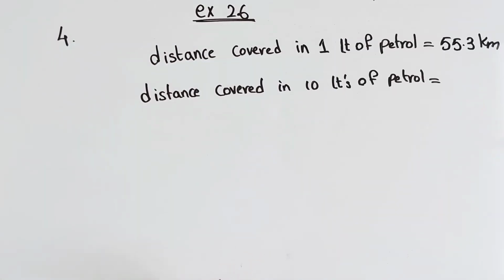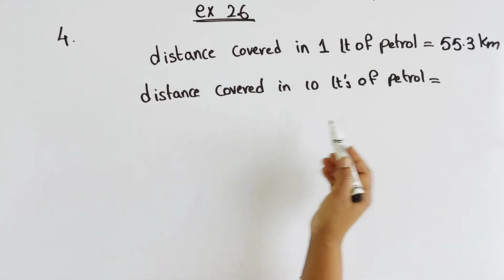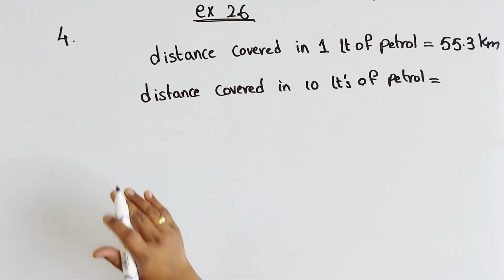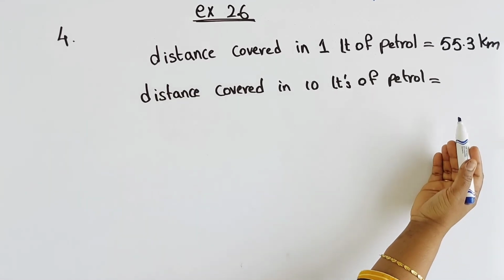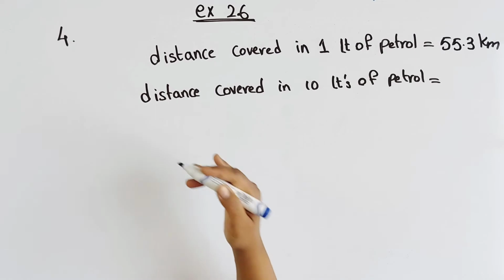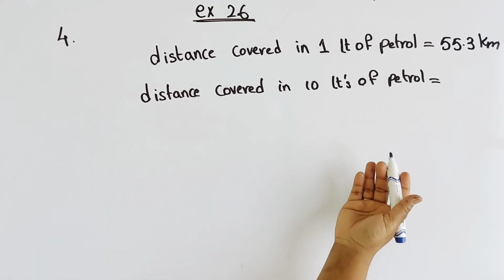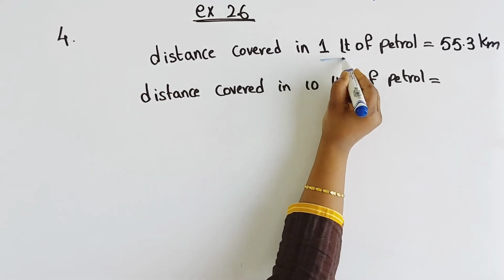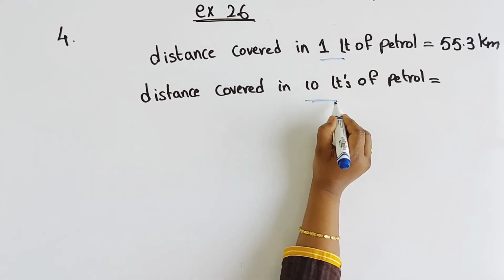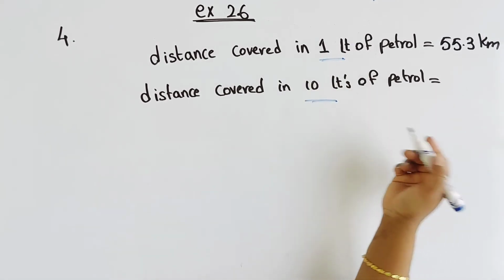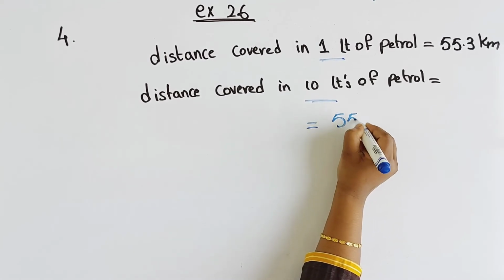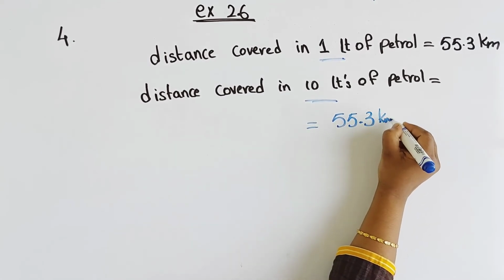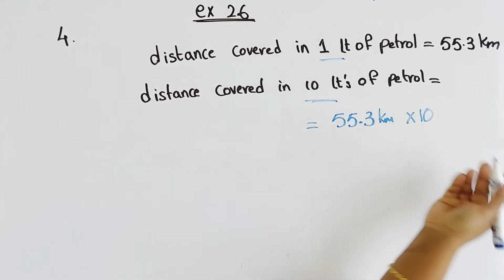Now fourth question, children. A two-wheeler covers a distance of 55.3 kilometers in 1 liter of petrol. How much distance will it cover for 10 liters of petrol? Here they have given the distance covered for 1 liter of petrol, that is 55.3 kilometers. Now we have to find out the distance covered in 10 liters of petrol. They have given for 1 liter and we have to find out for 10 liters, right? That means what we have to do, it is just multiplication. Correct, children? So 55.3 kilometers into 10 for 10 liters, right?